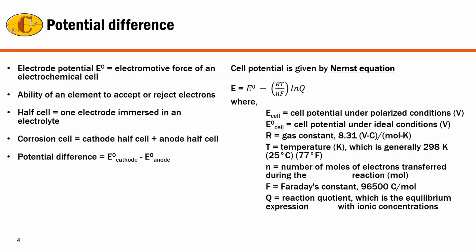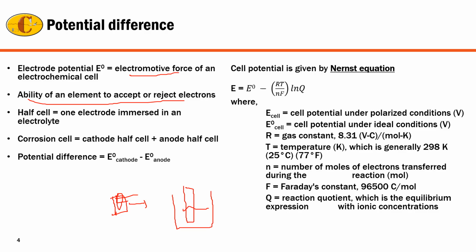Now as I mentioned before, the potential difference is the ability of an element to accept or reject electrons. Electrochemically, it is referred to as the electromotive force of that particular cell. Very simply, it is how likely that particular element is to accept or reject electrons. One half cell consists of one electrode immersed in an electrolyte. So if we consider the example of just the anode shown in the previous slide, we can consider it to be the half cell which has been immersed in the electrolyte.